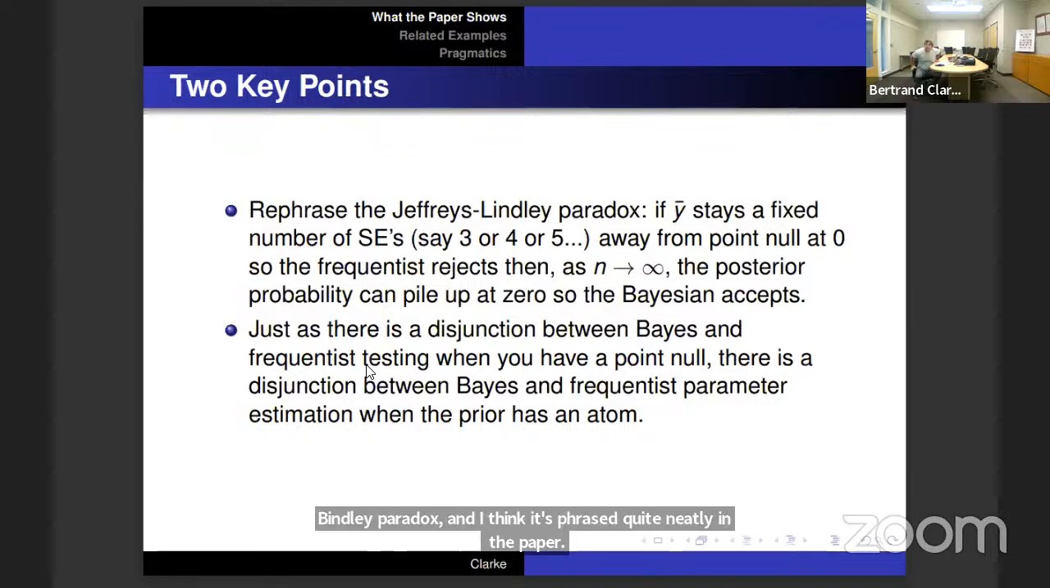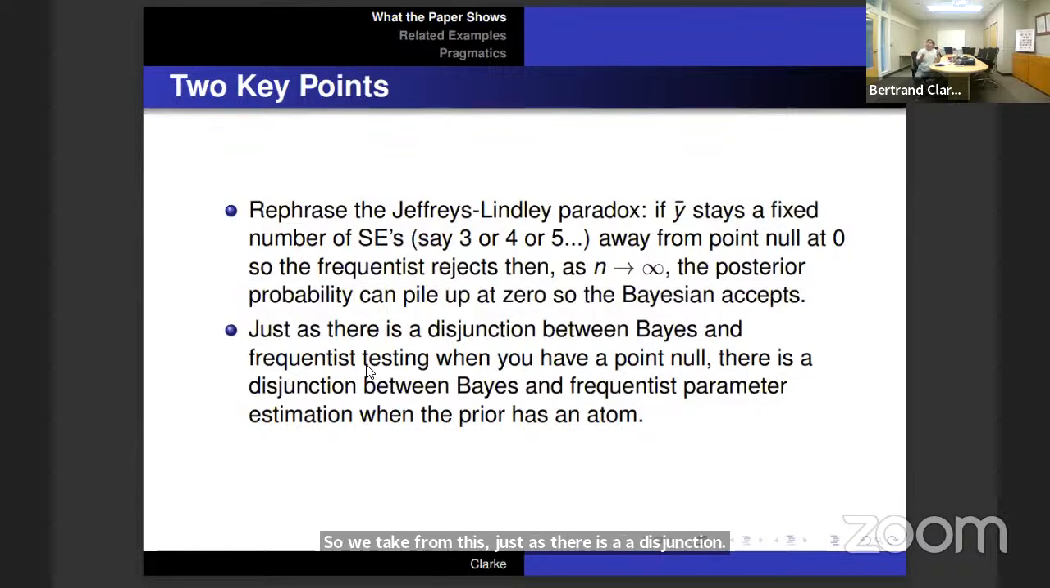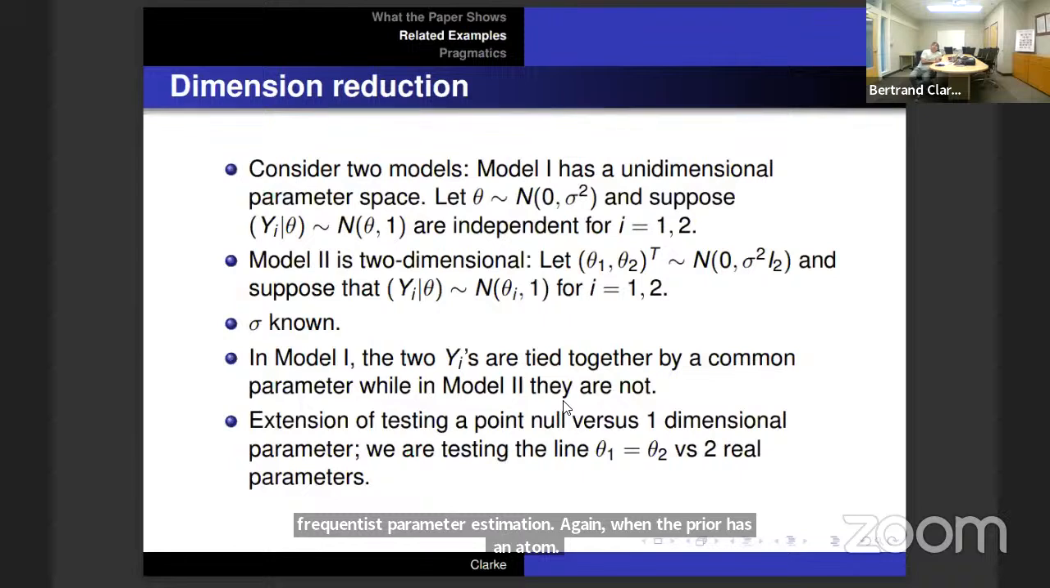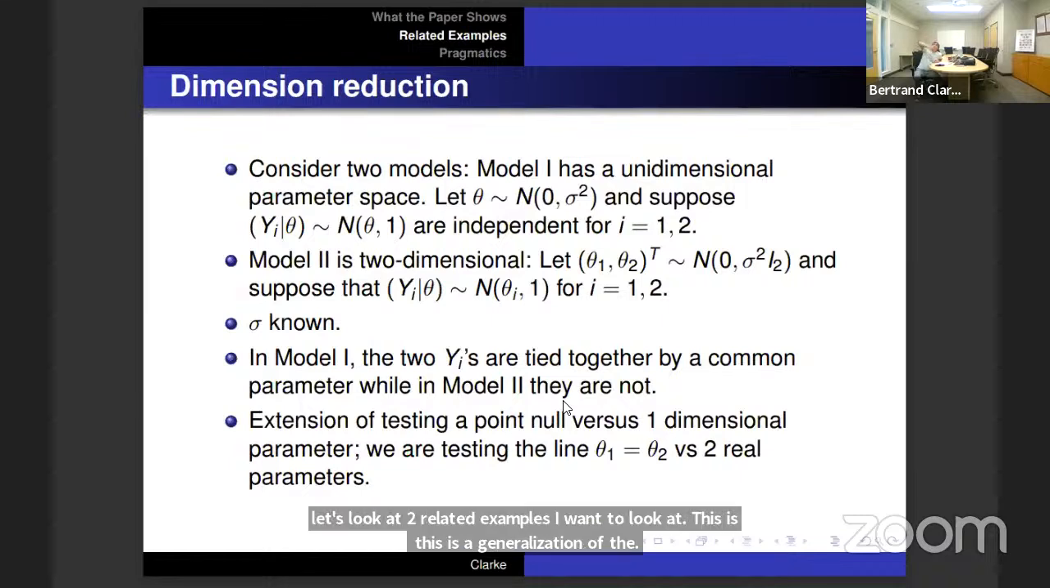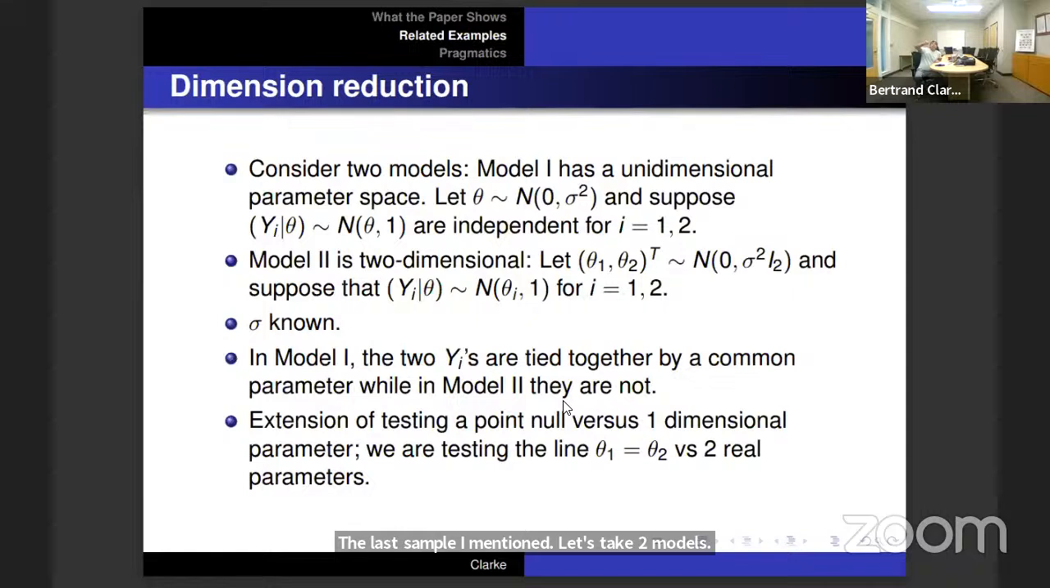So we take from this that just as there is a disjunction between Bayes and frequentist testing when you have a point null, there's a disjunction between Bayes and frequentist parameter estimation, again, when the prior has an atom. So let's look at two related examples. This is a generalization of the last example I mentioned. Let's take two models. One has a unidimensional parameter space. So we'll have y_i given theta, normal(theta, 1), for i equals 1 and 2, so 2 data points. It's one-dimensional because we have 1 theta. Model 2 is two-dimensional. We have a theta for each y that are tied together one level up.